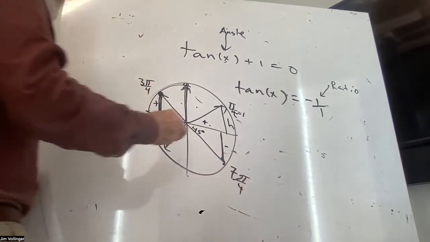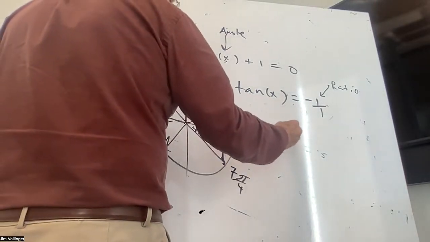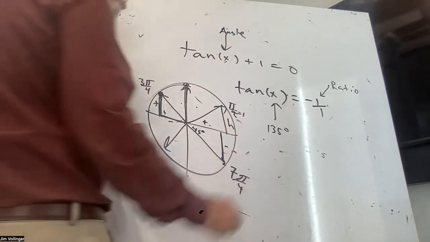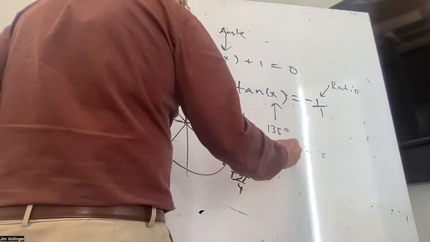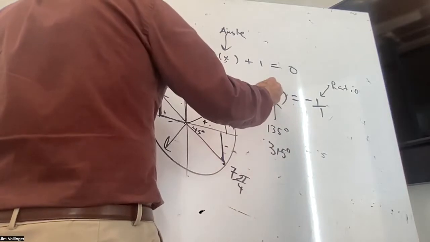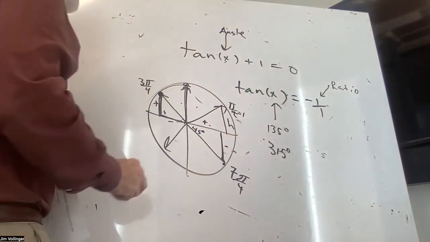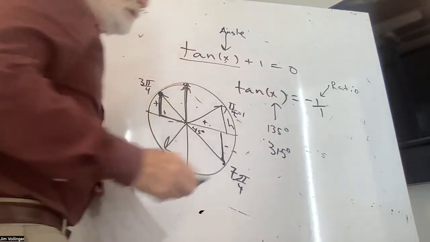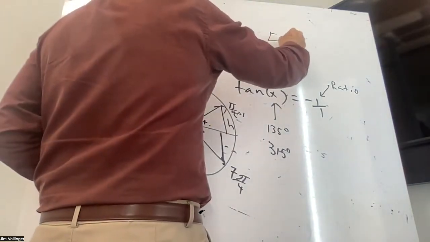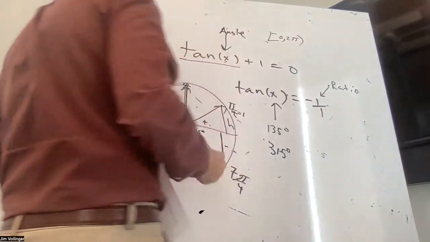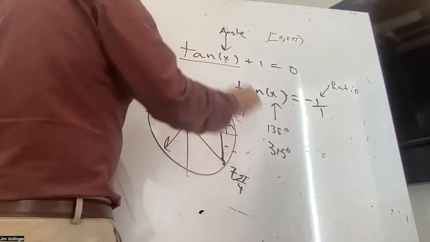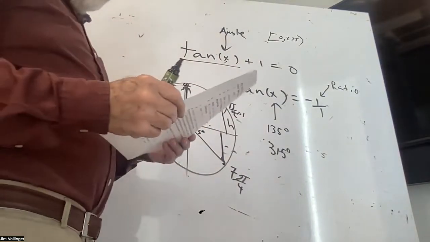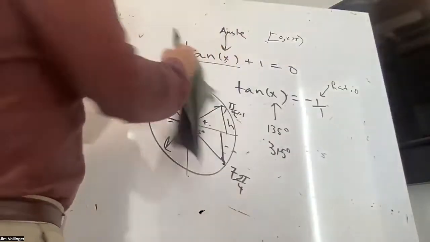So 3 chunks of 45 is 135-degree angle, if we're in angle degree measurement. And 7 times 45 is 315. Those angles, when we look at the opposite to hypotenuse ratio, give us negative 1. And negative 1 plus 1 is 0. And I'm only looking at the unit circle when I talk about 0 to 2 pi. We could keep going around the circle forever, keep hitting these places. That's called a general solution. I'm not asking you for a general solution.